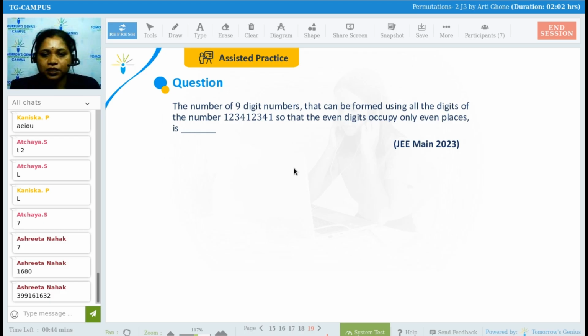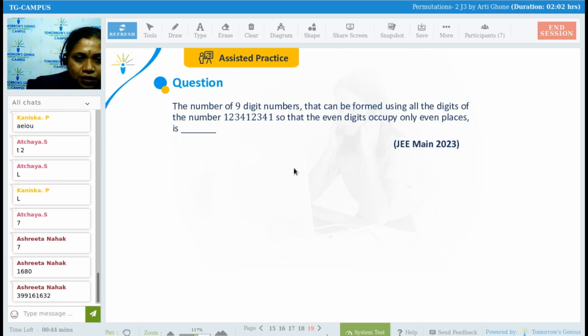The number of 9-digit numbers that can be formed using all the digits of the number 1, 2, 3, 4, 1, 2, 3, 4, 1, so that the even digits occupy only even places. JEE Mains 2023. If you are able to do that arrangement, first thing, how many even places are there? How many even digits are there? And how many odd places are there and how many odd digits are there?